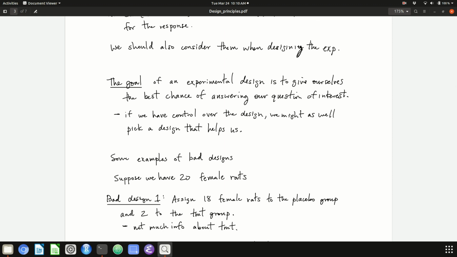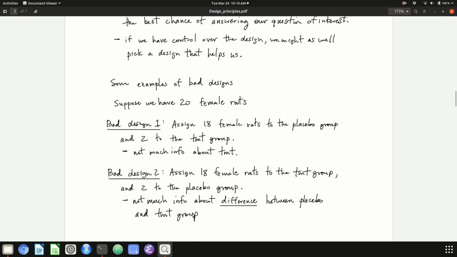So suppose we're doing the rat experiment and we have 20 female rats. First bad design would be to assign 18 female rats to the placebo group and 2 to the treatment group, the hormone group. This is obviously a bad design because we want to study this hormone, and this experiment doesn't give us much information about the weight of rat pups whose mother received the hormone treatment, because only 2 of them got it.